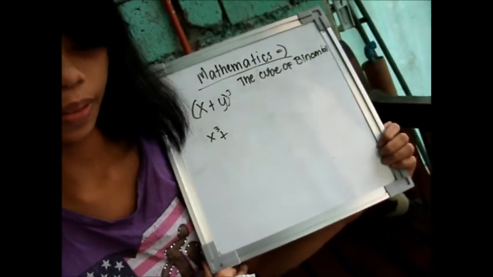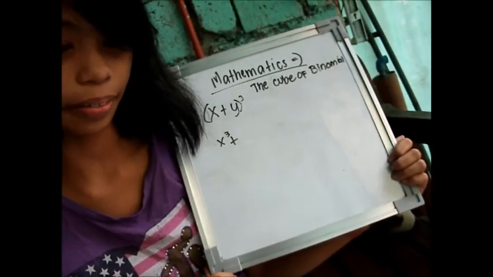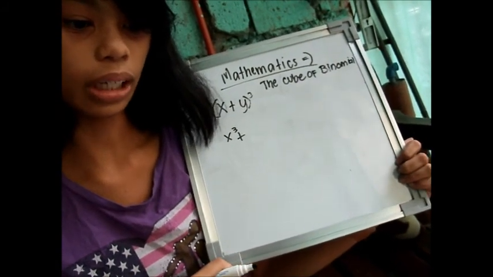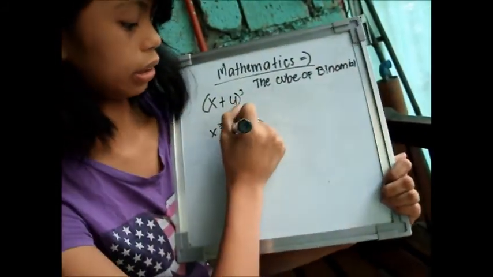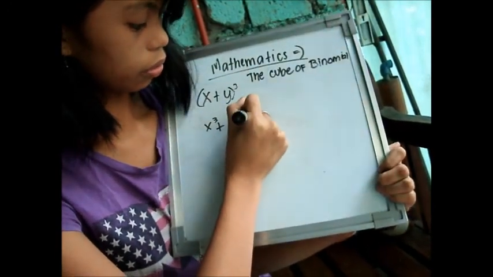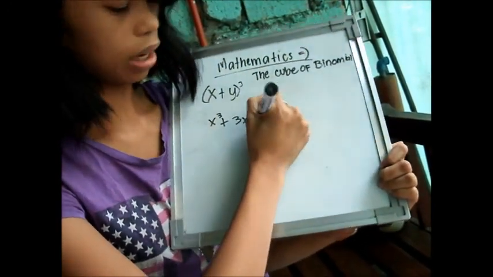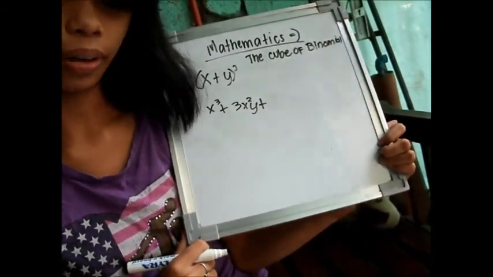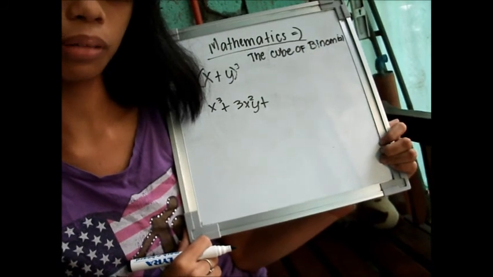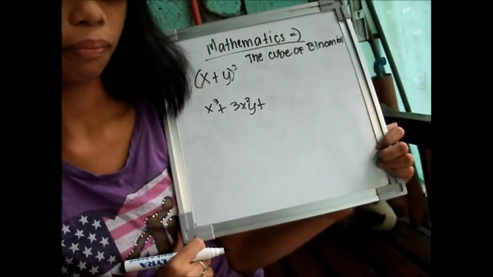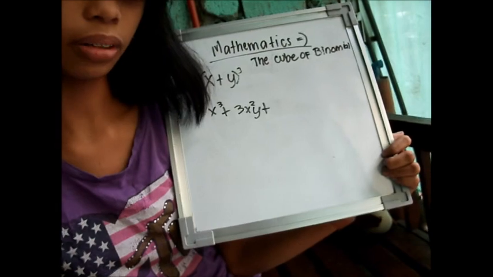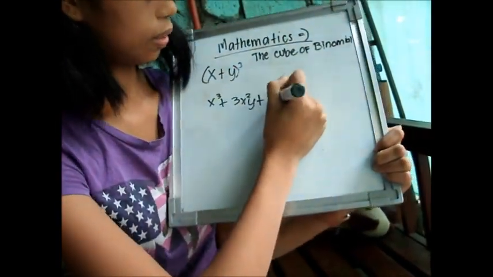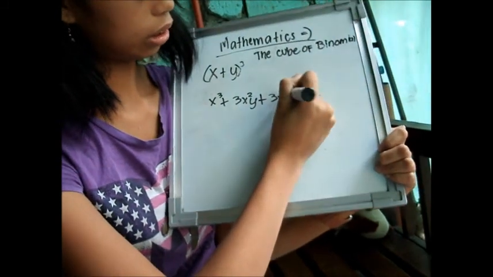The second thing you will do is square the first term, then multiply it to the second term, then multiply it by the exponent. The answer will be 3x squared y plus. The third thing you will do is square the last term, then multiply it to the first term, and then multiply it by the exponent. The answer will be 3xy squared.